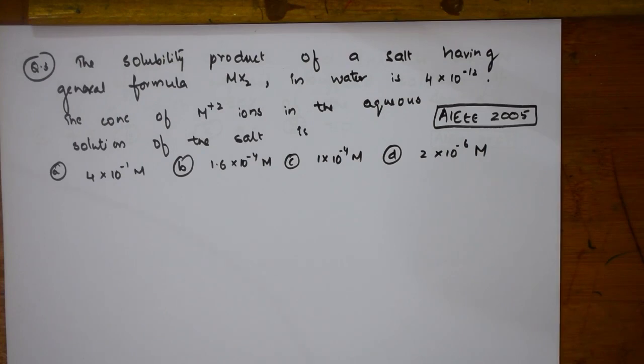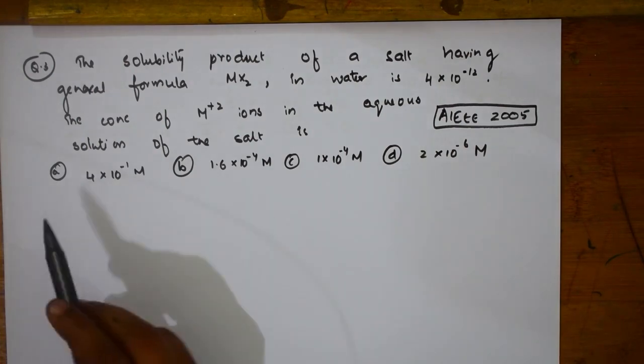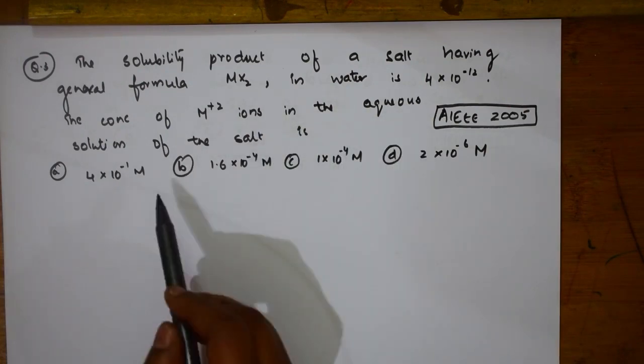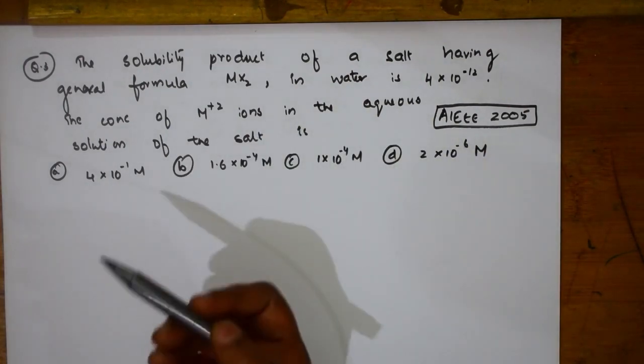Right. Now let us do one more numerical, which is based on the solubility product. We've already done the formula for solubility product. Let's read this. What do they give us? The solubility product of a salt having general formula MX2, this is AB2 type, in water is 4 into 10 raised to the power of minus 12. The concentration of M plus 2 ions in the aqueous solution of the salt is, so this is an AIEEE 2005 question.